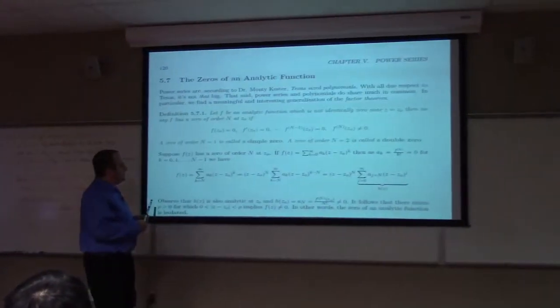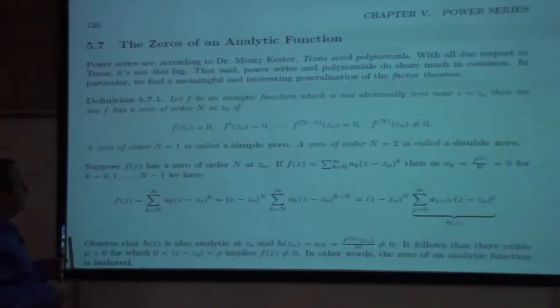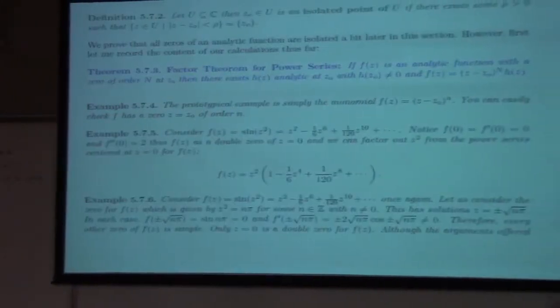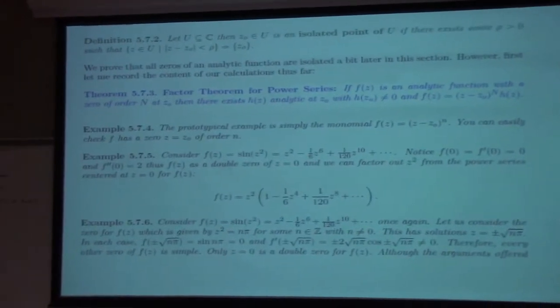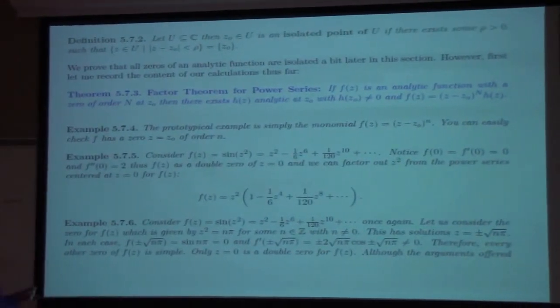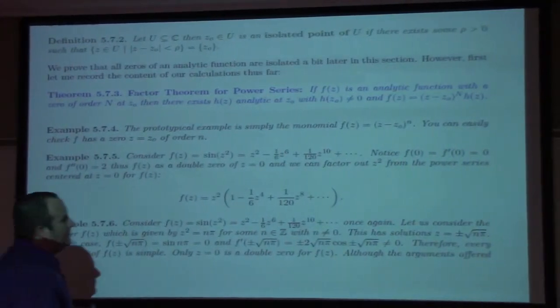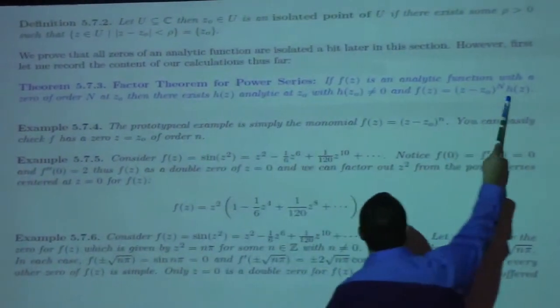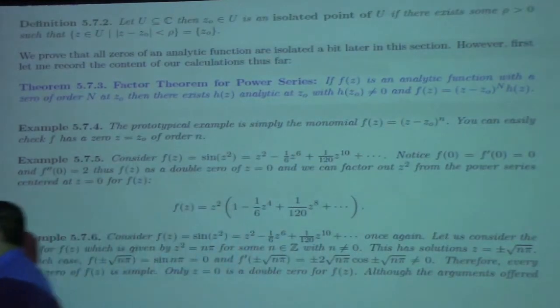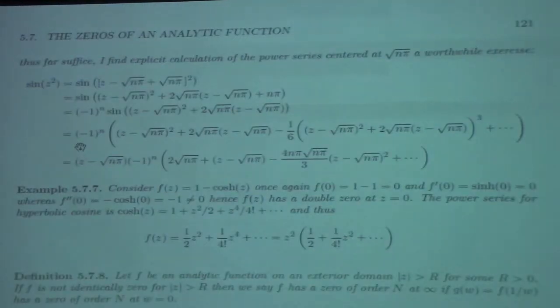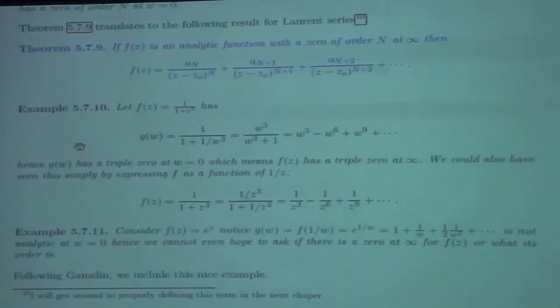Okay, so this is what we went through last time. The factor theorem for power series, right? That if we have a zero of order n, then we can factor out z minus z naught to the n power times h of z. So the corresponding result for infinity is what I was going over right now. That theorem translates into the following.